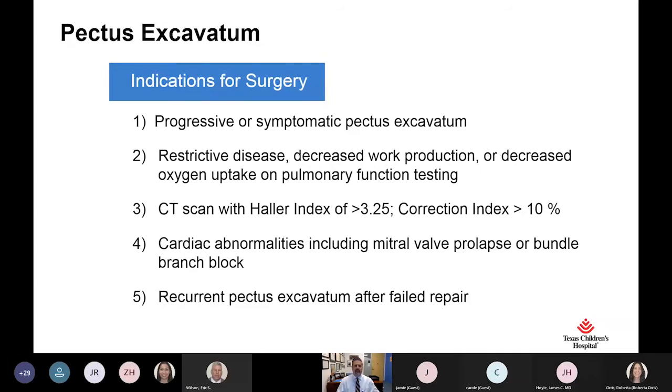So let's just look at our indications for repair. We'd like our patients to have symptoms, and most of them do. We don't like to do it just for cosmetics, because that's not really what we go for. We look at restrictive disease, other things that you might see on PFTs. We talked about the Haller index and the correction index. Any cardiac abnormality, including mitral valve prolapse or any arrhythmias, including bundle branch block, is an indication. And then another indication would also be a recurrent pectus after a failed repair.